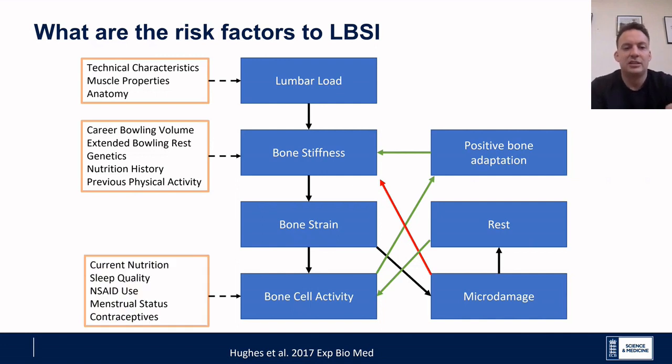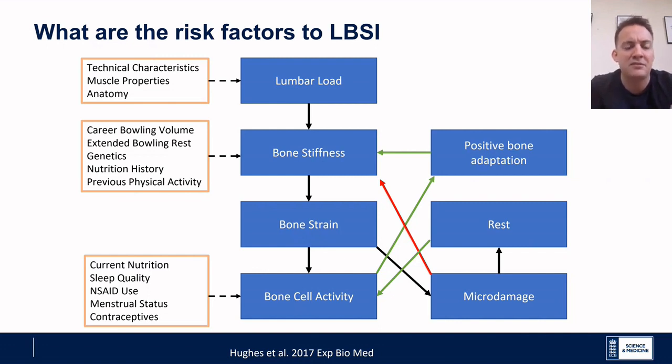the best idea. There's also a number of factors which we can change that affect bone cell activity. So to optimize the activity of our osteoblasts and osteoclasts, what we want is we want our nutrition to be really good. So making sure we have enough energy to fuel these activities. A lot of the adaptations that we see in bone occur when we're asleep. Therefore, sleep quality is really, really important. The use of painkillers can negatively affect bone cell activity, particularly if taken before physical activity.